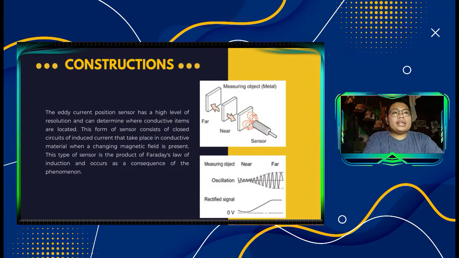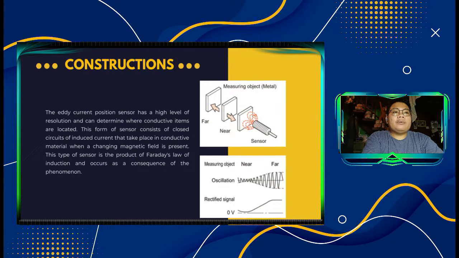A sensing coil at the end of a probe receives an alternating current from the driver. The alternating current then generates an alternating magnetic field that induces eddy currents, smaller currents, within the target material. The probe coil's field is then opposed by an opposing magnetic field produced by the eddy currents.